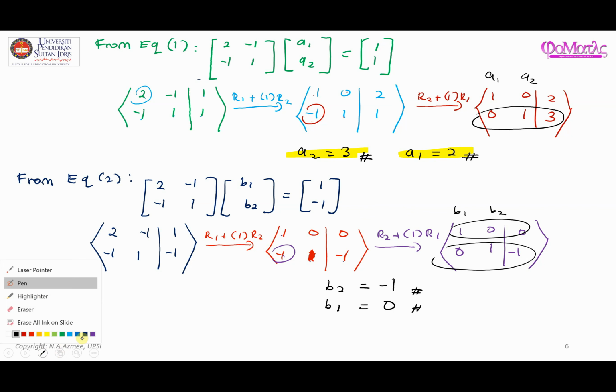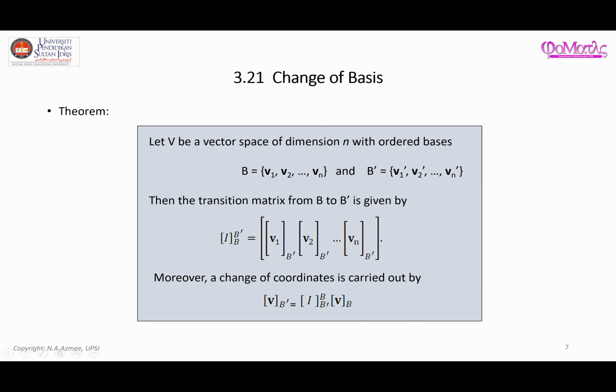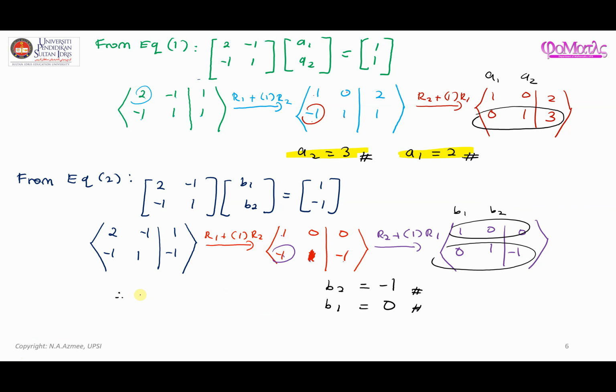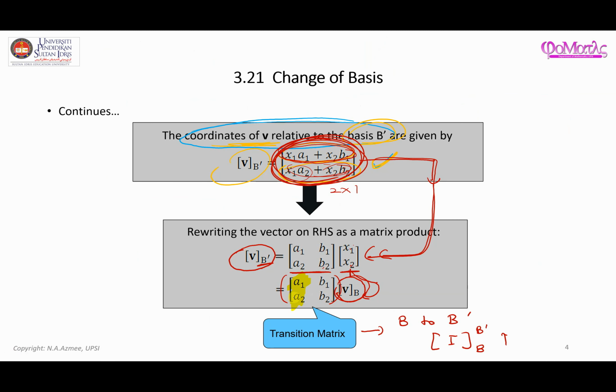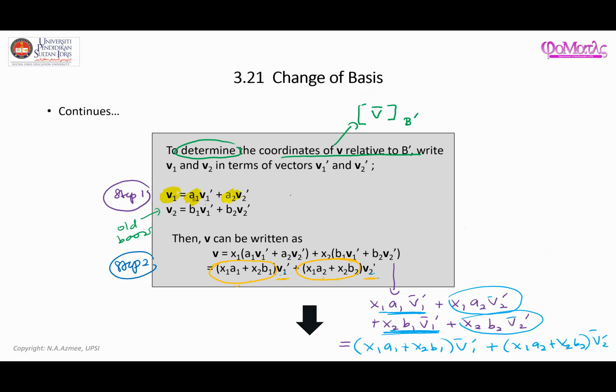Therefore, the transition matrix is going to be written like this. A1 is 2, A2 is 3, so 2 and 3 on this side here. We follow the idea given in this procedure. You see A1 and A2 comes directly from A1 and A2 of the first vector, vector 1 here.